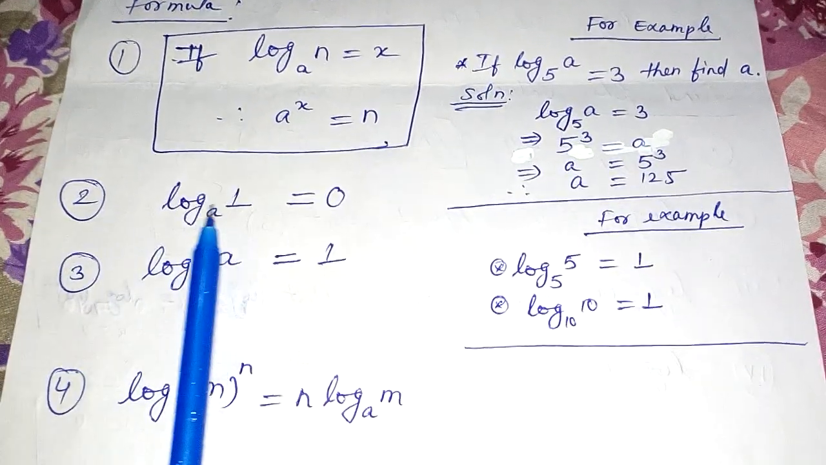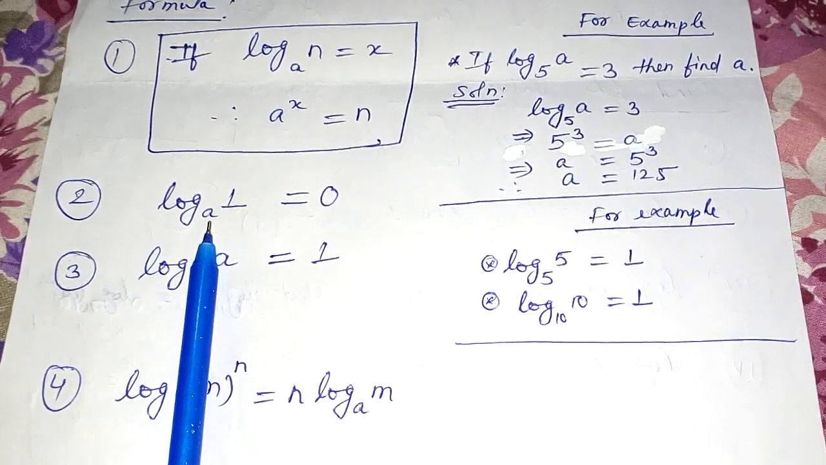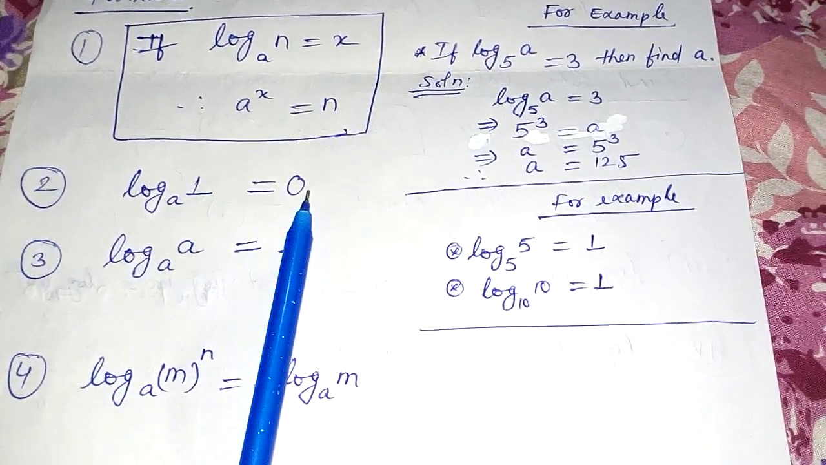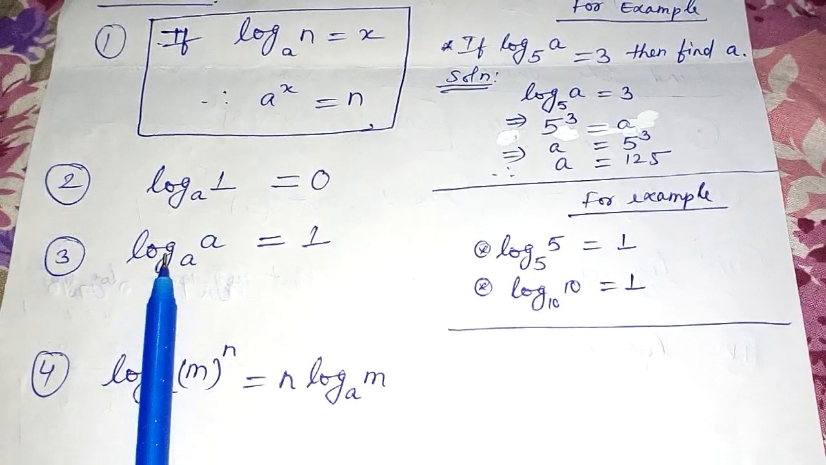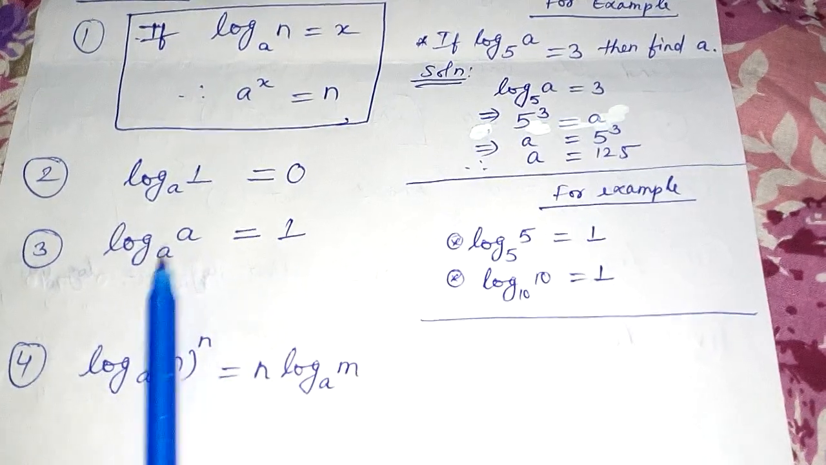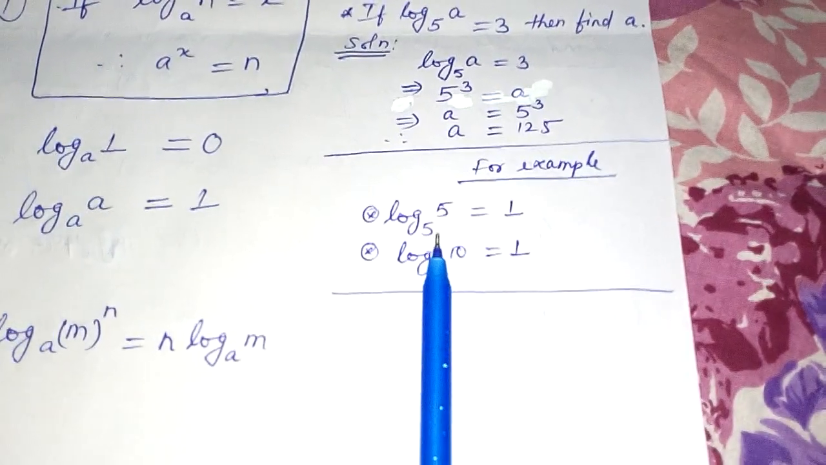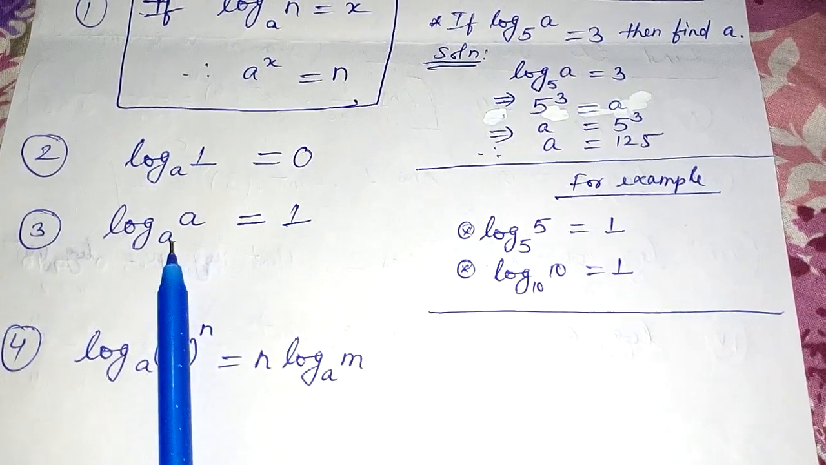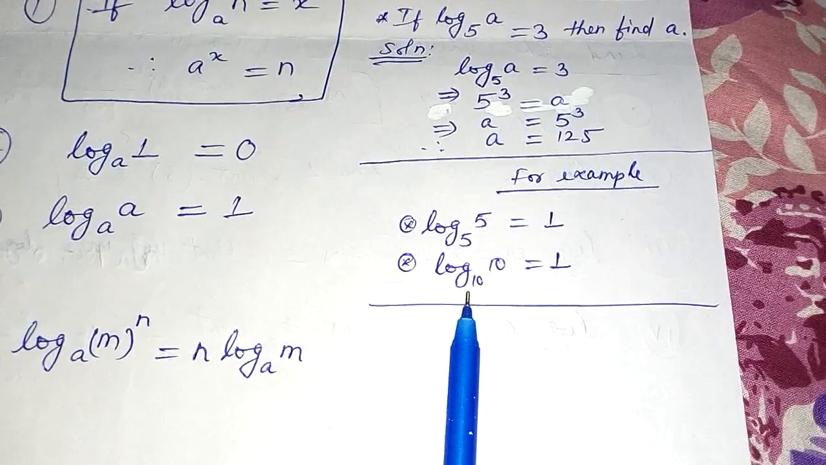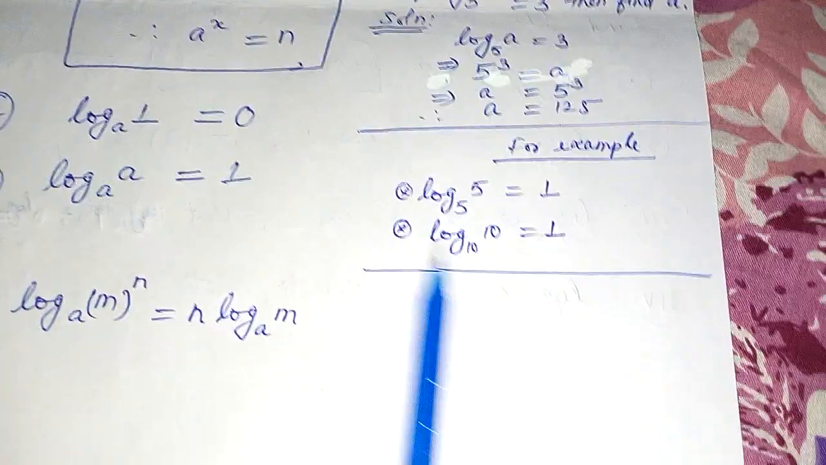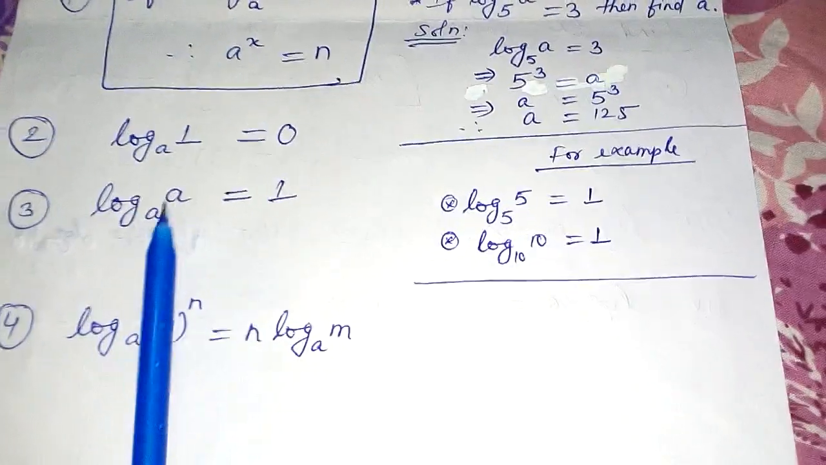So I used this formula and got the value of a. Now formula number 2: log 1, let the base be anything, here the base is a, but let the base be 2, 3, 4, 5, whatever, is always 0. And formula number 3: log a and base also a is equal to 1. For example, log 5 base 5 is equal to 1, and log 10 base 10 is equal to 1. I am showing some examples regarding this formula.